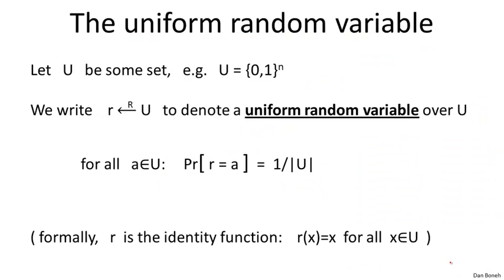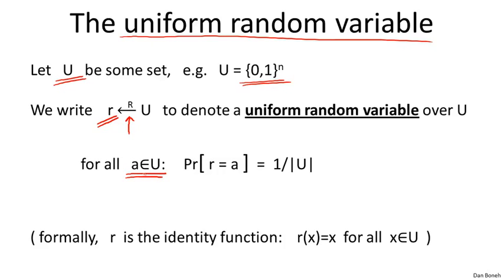Now, there's a particularly important random variable called a uniform random variable, and it's basically defined as you would expect. Let's say that U is some finite set, for example, the set of all n-bit binary strings, and we're going to denote a random variable R that samples uniformly from the set U by this little funny arrow with a little R on top of it. This again denotes that the random variable R is literally a uniform random variable sampled over the set U. So in symbols, what this means is that for all elements A in the universe, the probability that R is equal to A is simply 1 over |U|.